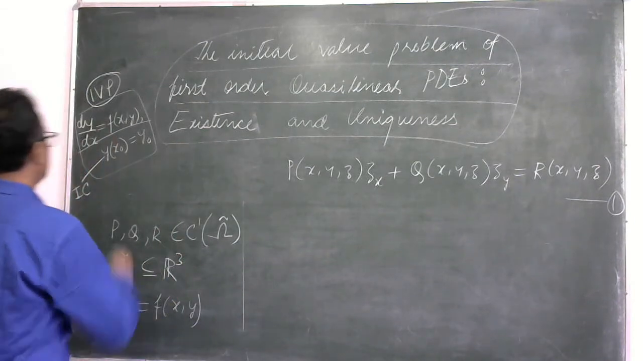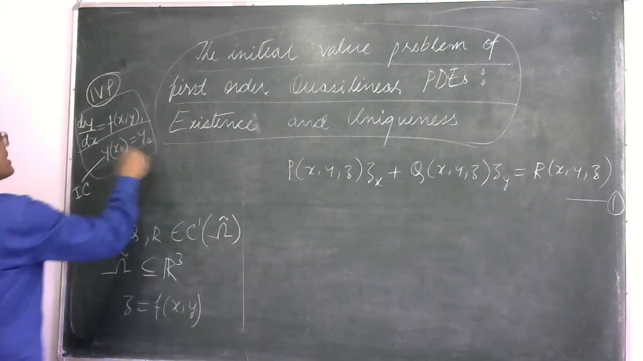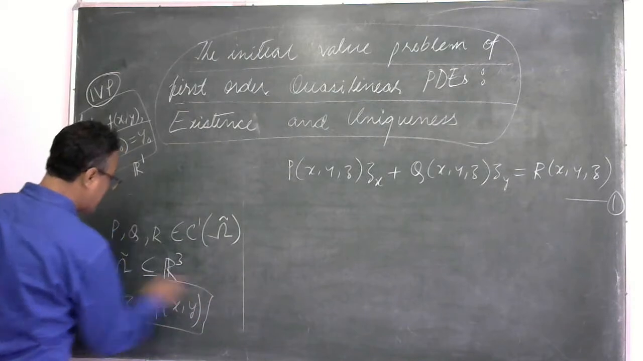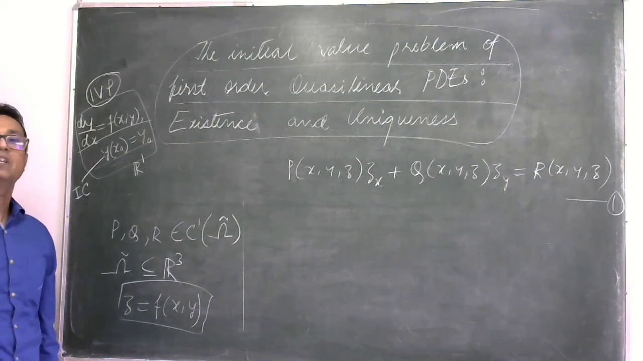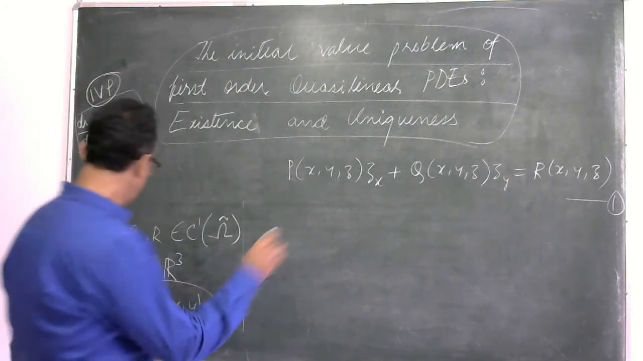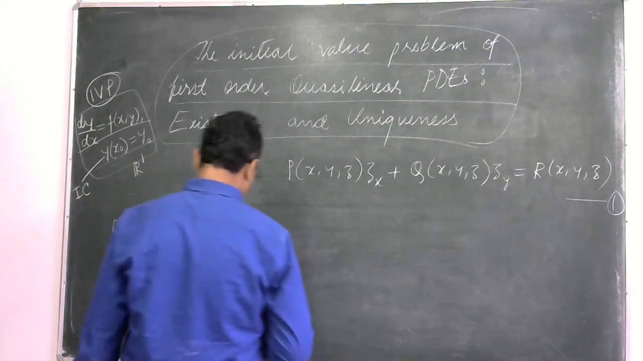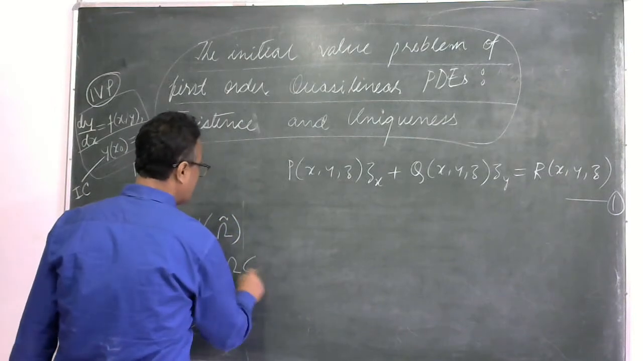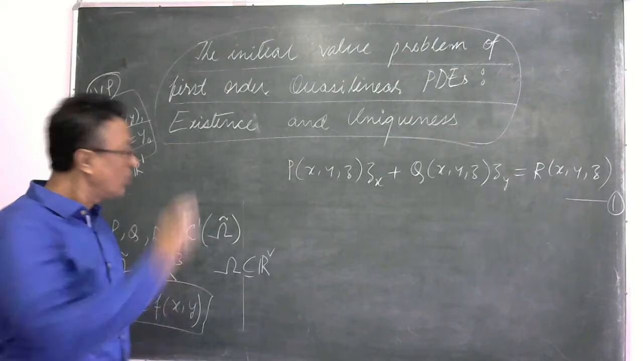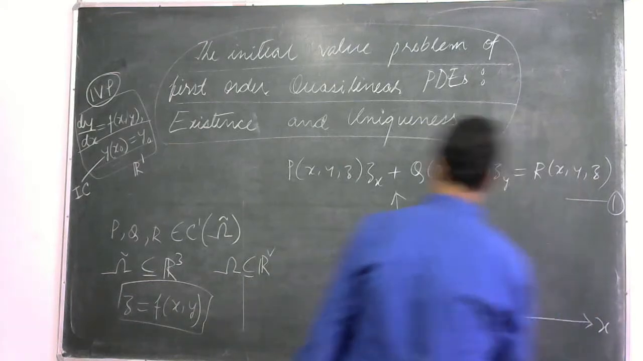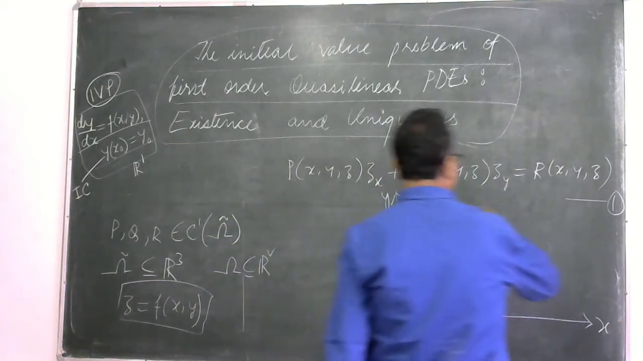Earlier the initial condition was given over R1. Now, because I am seeking the solution as a function of two variables, the initial condition is going to be given in R2. So I am going to seek the initial condition in some domain, say omega in R2. Suppose this is x, this is y, and this is your domain.